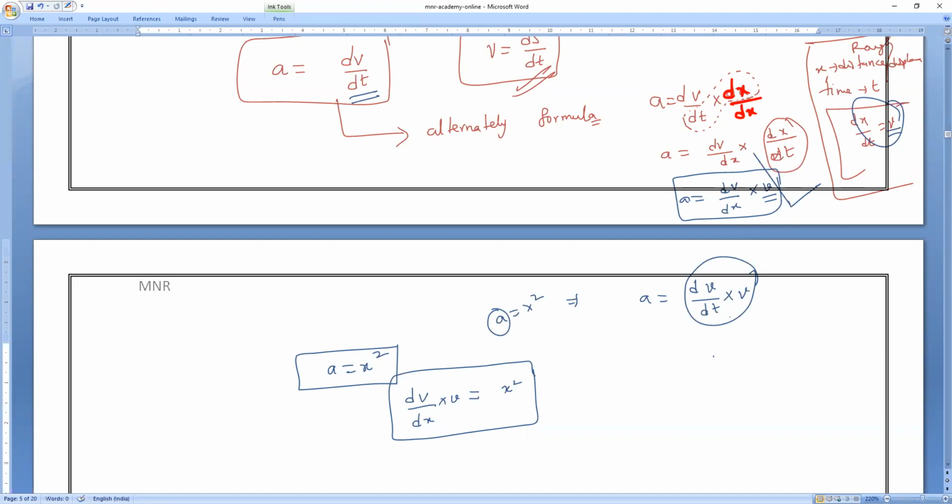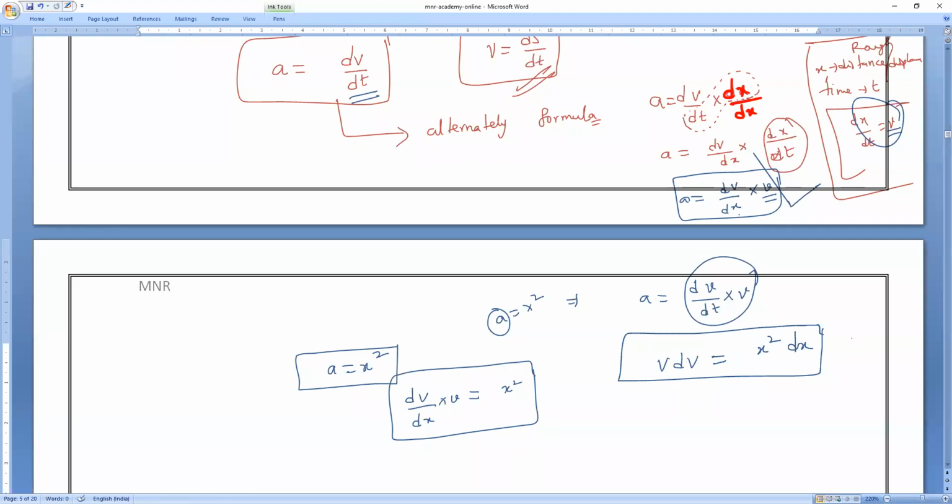Now you can observe very carefully. Now we have dv into v, that is v dv. The dx that is in division will come to this side. It will become what? Multiplication. So v dv is equal to x square into dx.